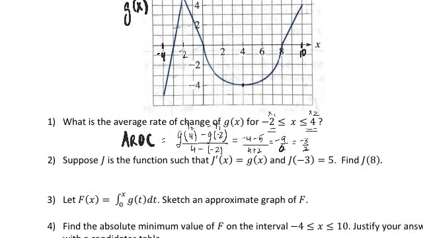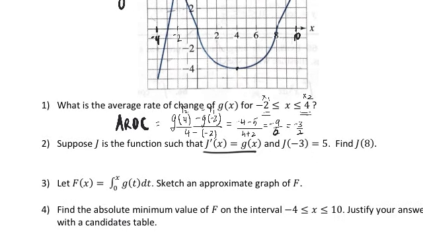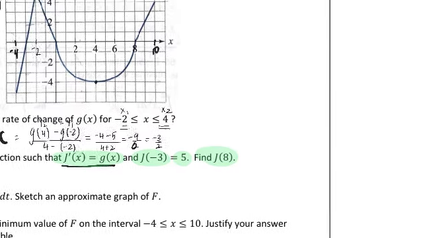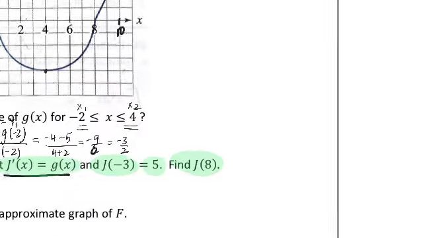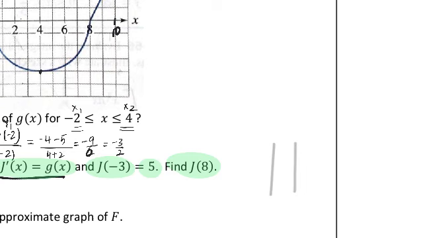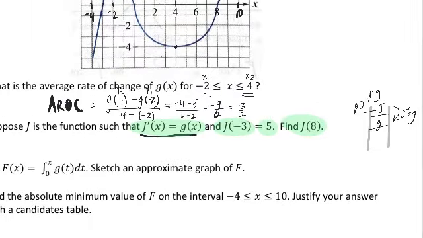Okay, the next question says, suppose j is the function such that j prime of x equals g of x, and j of -3 is equal to 5, find j of 8. So this is a case where we've been given an antiderivative, right? If j prime is equal to g, then you take a derivative going downwards. So j prime is equal to g, right? So then j must be the antiderivative of g, okay? So if j is the antiderivative of g, then I know that I can use my net change theorem.